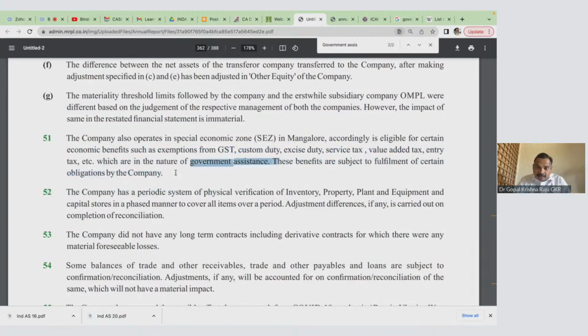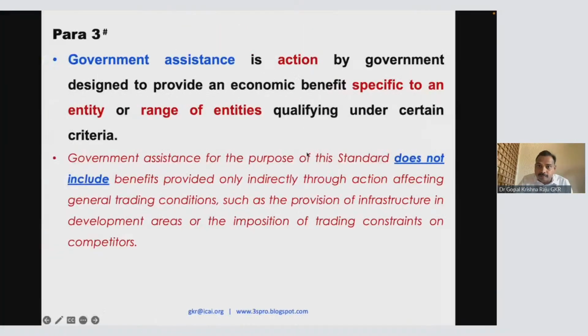These benefits are subject to fulfillment of certain obligations by the company. There is a certain qualifying criteria. So government assistance for the purpose of this standard does not include benefits provided indirectly through action affecting general trading conditions. So we will reduce the tax rates, we will not impose tax for the next 3 months or 6 months. Is that government assistance? No.